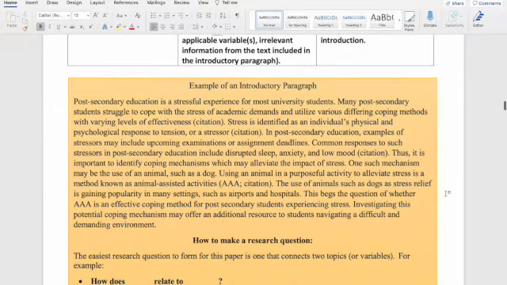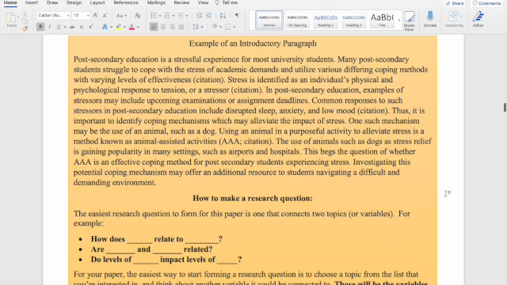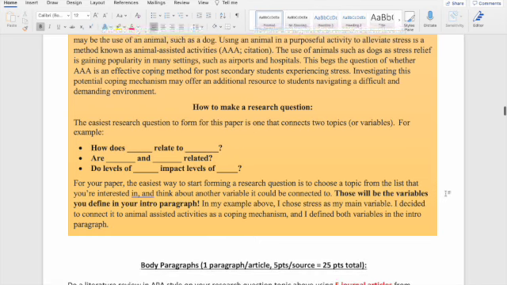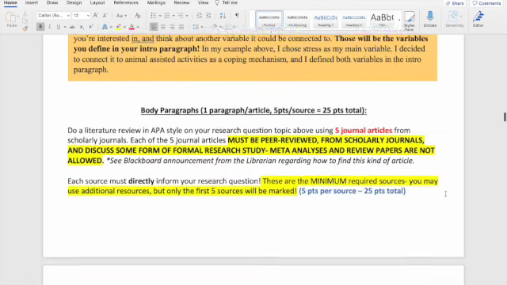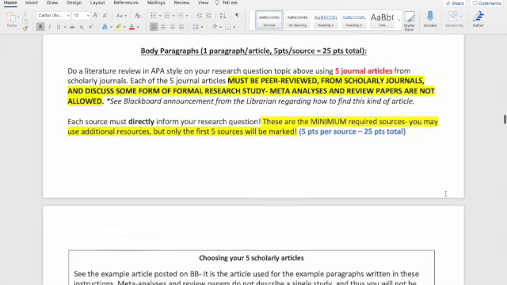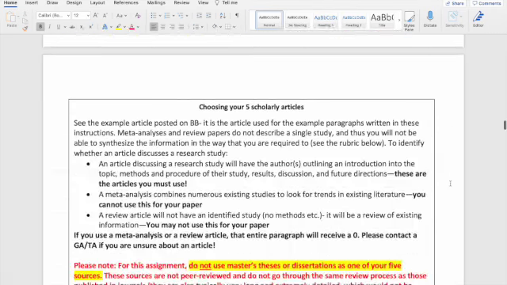And right here is an example of an introductory paragraph for this assignment, and also some examples on how to form a research question. Next, you'll need to find 5 scholarly journal articles that all pertain to your research question and summarize them in 5 body paragraphs. So these journal articles must be peer-reviewed sources and cannot be meta-analyses or review papers.